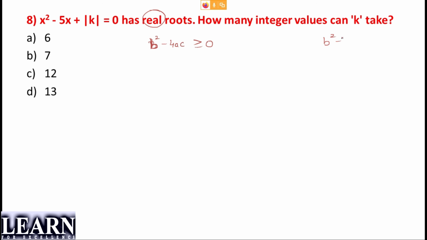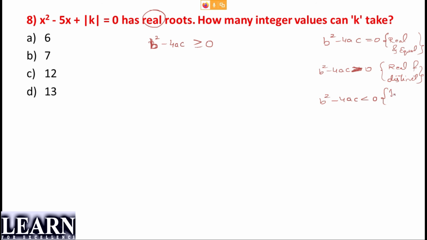So when b square minus 4ac is equal to 0, roots are real and equal. When b square minus 4ac is greater than 0, roots are real and distinct, real and different. And when b square minus 4ac is less than 0, then roots are imaginary and distinct. Clear, guys? So these are the different formats.